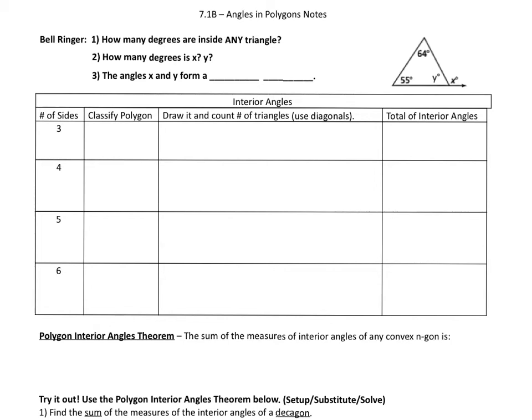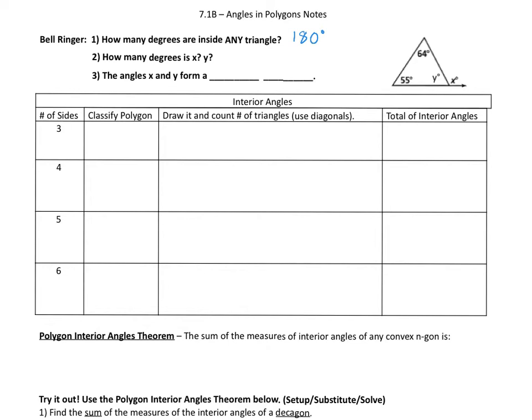Today we will be going over 7.1b. So let's start with a review. How many angles are inside any triangle? And as we should know by now, inside any triangle, they all have to add up to 180 degrees. That's how many degrees are inside any triangle.